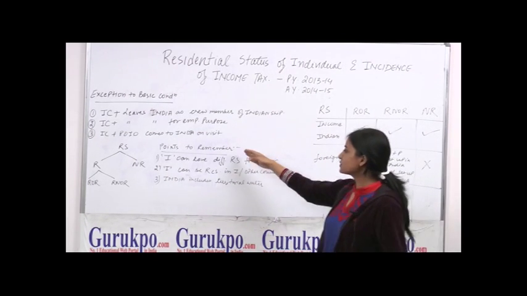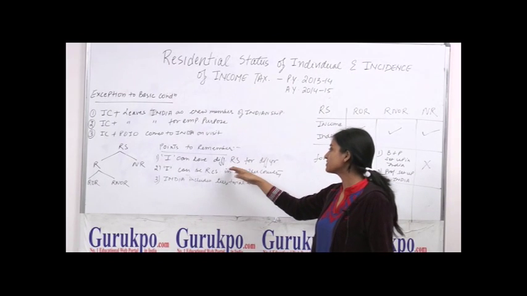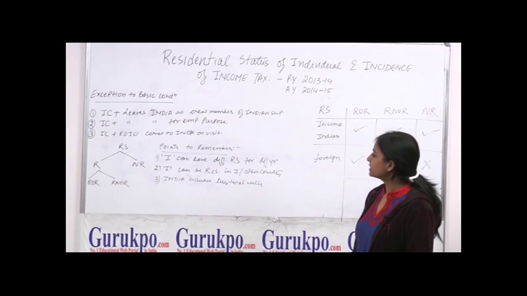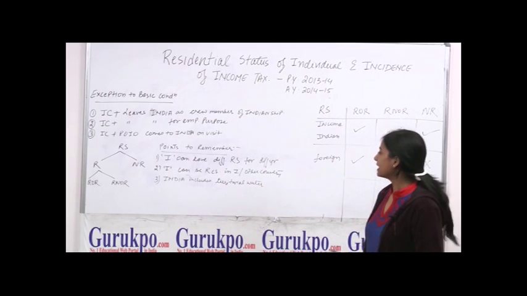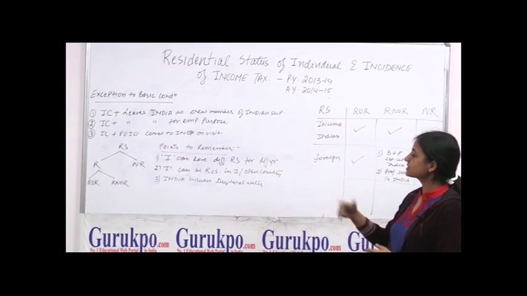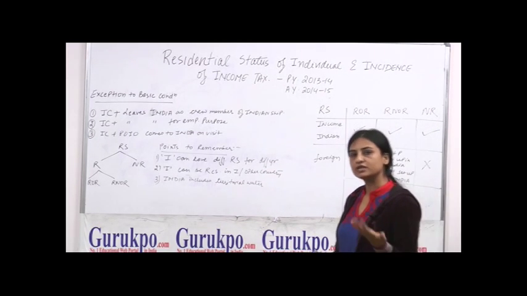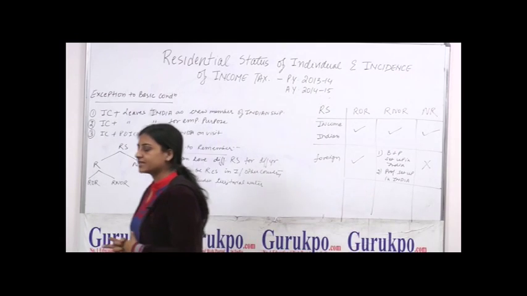Now the points which we need to remember are: first, an individual can have different residential status for different years. Second, an individual can be resident in India as well as in any other country. And third, India includes territorial waters. So if a person is on a yacht, he will be considered to be in India.